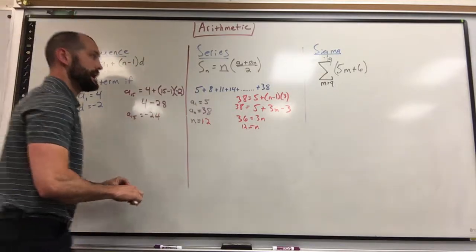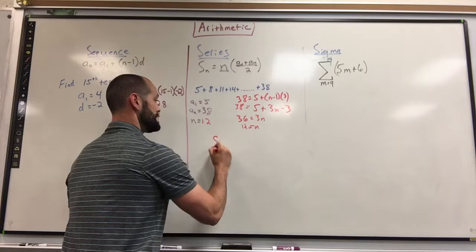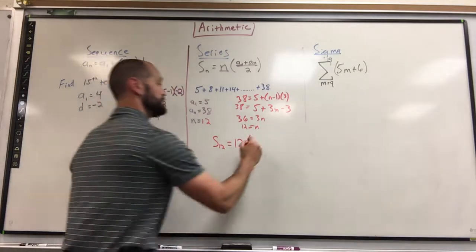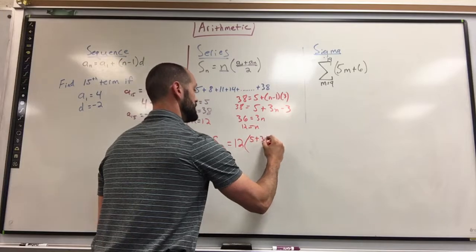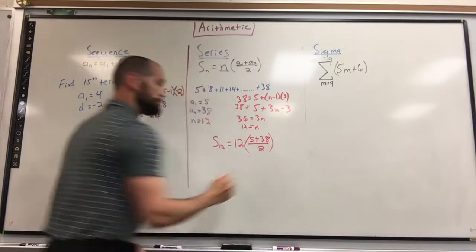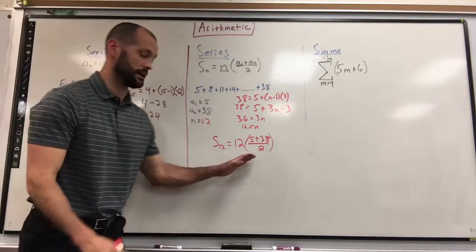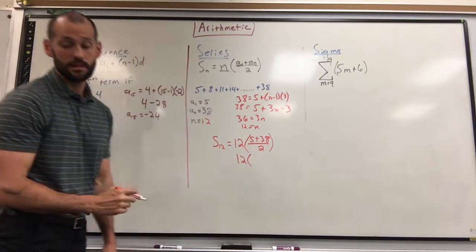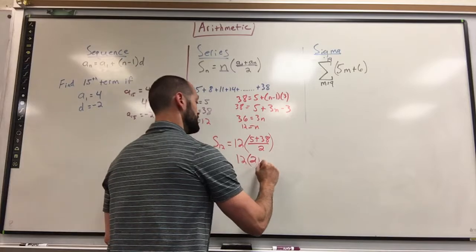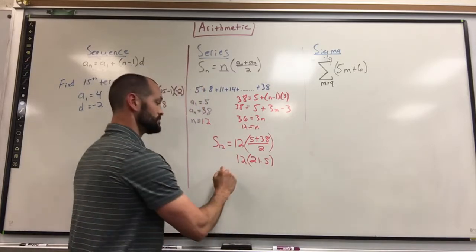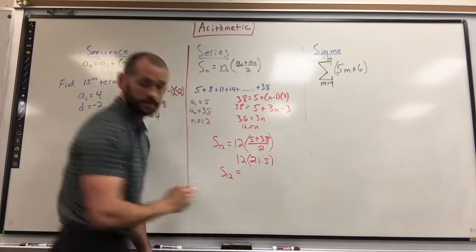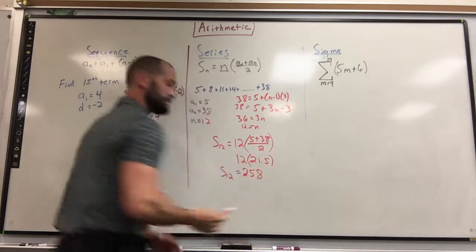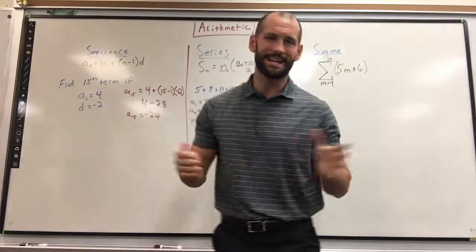And it's plug and chug time. S sub 12 is 12 times 5 plus 38 all over 2. This is calculator work here. We're going to get 12 times 21.5, leaving us with a total of 258. Students are leaving, but I can't stop, won't stop.